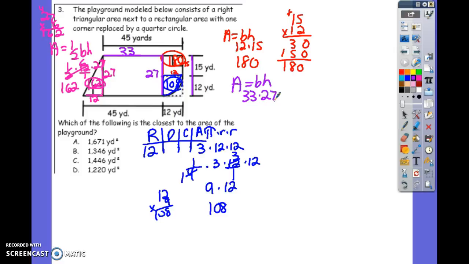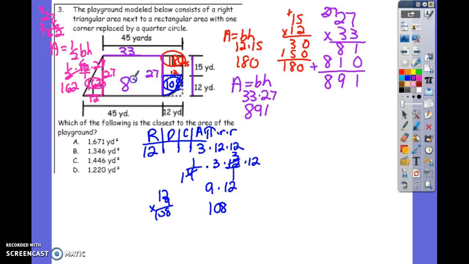So let's do that multiplication. 27 times 33. 3 times 7 is 21. 3 times 2 is 6 plus 2 is 8. 0 placeholder. And since it's a 3, we're going to have 21 again and another 8. Make sure you put your 0 placeholder there. And then you add 0 plus 1 is 1. 8 plus 1 is 9. Bring down the 8. So that's 891. So this one is 891.